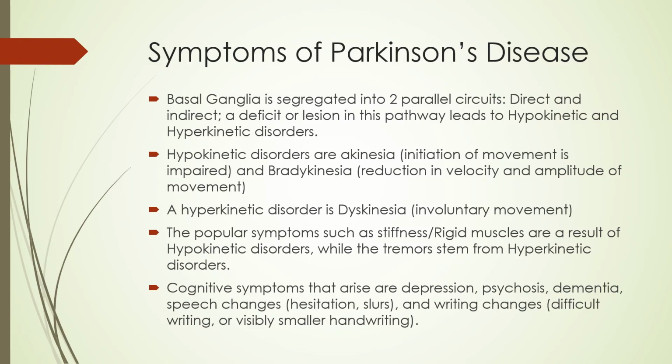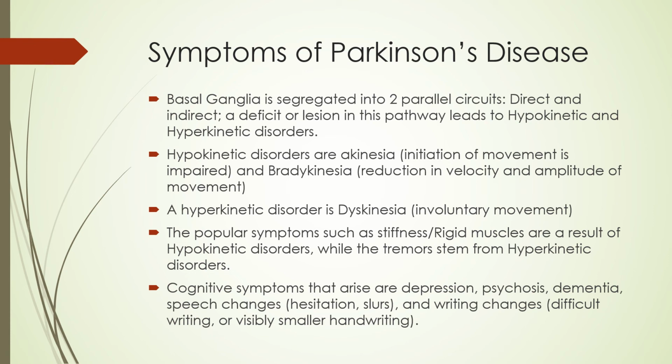So what are the symptoms that arise from Parkinson's disease? The basal ganglia is separated into 2 parallel circuits, direct and indirect. We're going to mainly focus on the direct circuit in this presentation. A deficit or lesion in this direct pathway leads to hypokinetic or hyperkinetic disorders. From the prefixes, we know hypo is a lack of, while hyper is excessive. So hypokinetic disorders are akinesia, where initiation of movement is impaired, and bradykinesia, where we have a reduction in the velocity and amplitude of the movement. While a hyperkinetic disorder would be dyskinesia, which is involuntary movement. Tremors would fall into dyskinesia, as they are excessive movements that we have no control over.